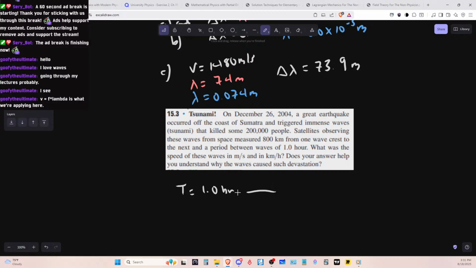So I think we should just convert that to seconds. I don't know why I did the conversion, but that's how I think of it in my head, even though I shouldn't have to. And I think this is the wavelength. Because it says the satellite observes that these waves from space measured 600 kilometers from one wave crest to the next. So I think that's the wavelength.